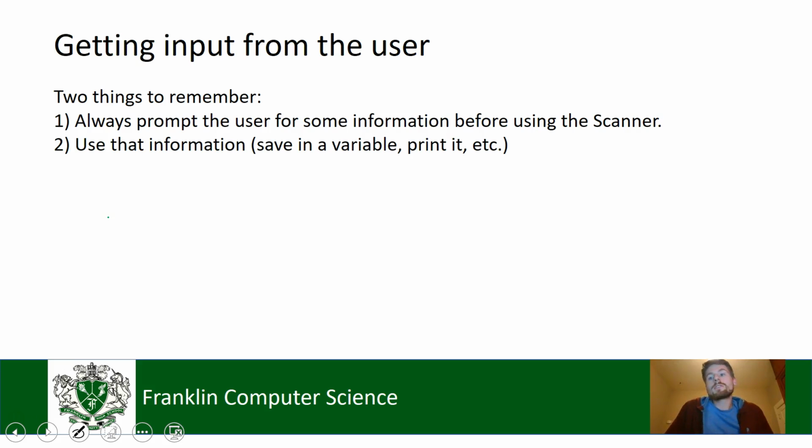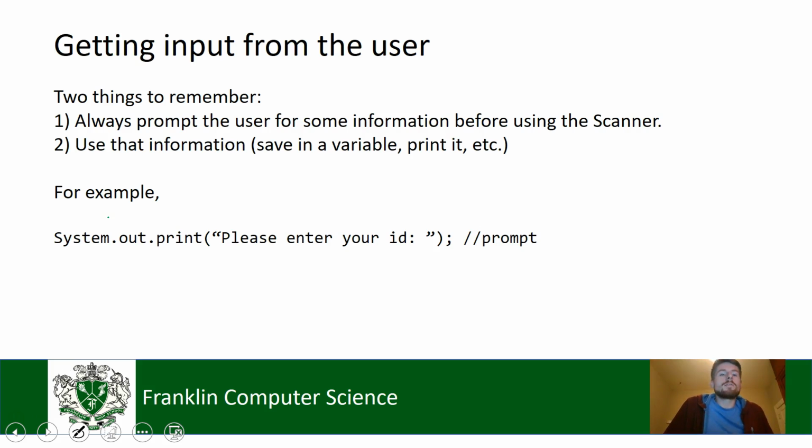The other thing to keep in mind is that you need to use whatever they type in. You can't just call that scanner method, because if you don't do anything with it, it's going to evaporate. The computer will take that information in, but if you don't save it in a variable, or print it or do something with it right away, then the computer forgets it because you didn't tell it to remember. It's trying to be efficient and not remember things it doesn't need to. Okay? So here's an example of how you might do both of these things.